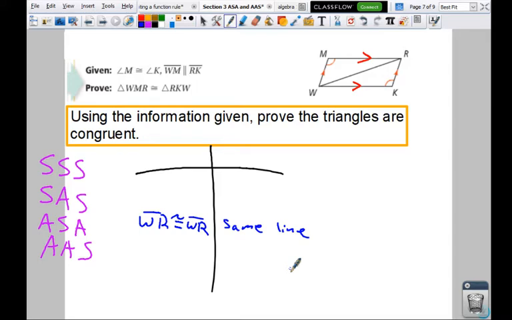Juana, what's my other piece? I said the same thing you said. No, you didn't. You said M equals K. Yeah, but that's given. Yeah, but that's another piece. Go ahead, write it. Angle M is congruent to angle K. This one's because it's given, right there.